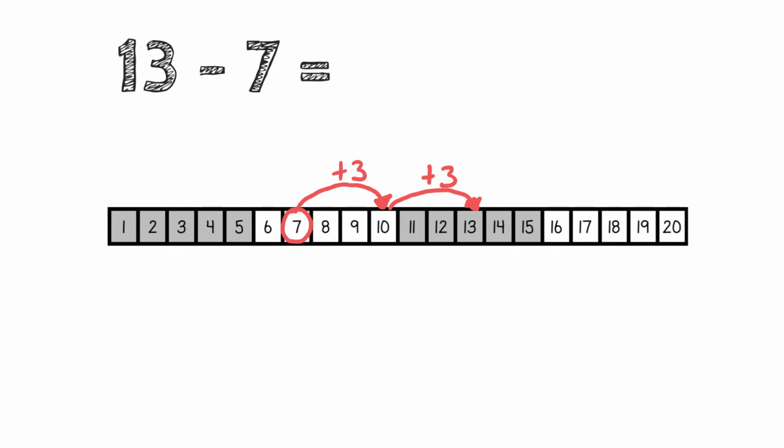Okay, now I can add this up. So I have a 3 and then another 3. So I added 3 there, added 3 again. So let's add those up together. So 3 plus 3 equals 6. So if I have my group of 13 here and I take 7 out of it, I'm left with 6.